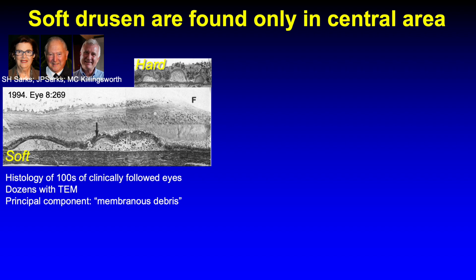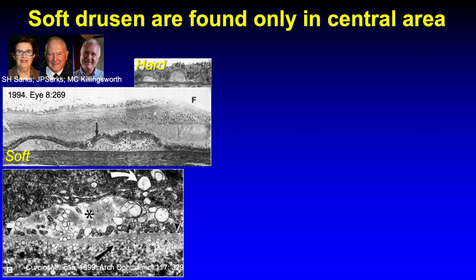What about histology? The Sarks-Killingsworth group said that high-risk soft drusen containing membranous debris were found only in the central area. Here's an example of membranous debris from our own material.